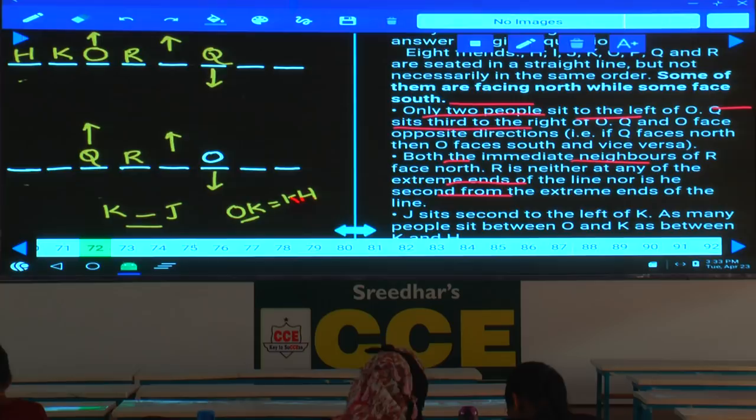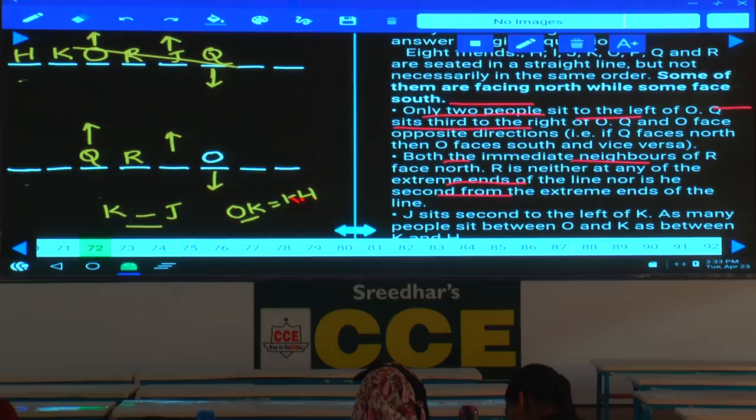Then, this K is seated second to the left of J. As K is seated, J sits second to the left of K. As J is seated second to the left of K, as K is here, now J must be here. If J is here, then is it possible to have this? No, and the first case is completely ruled out. Clear now? Now we are left with only the second case.